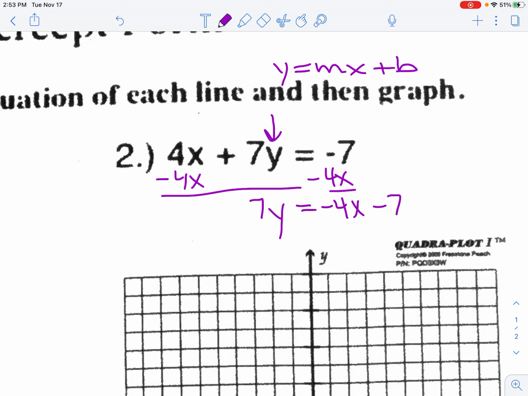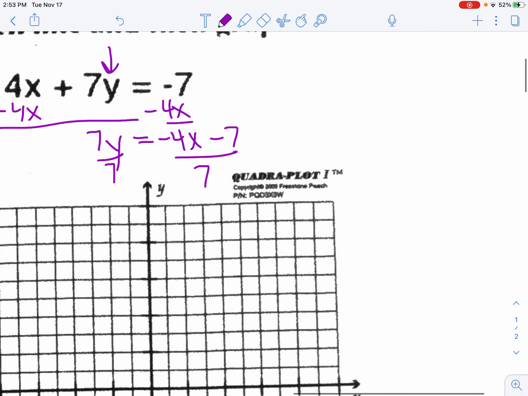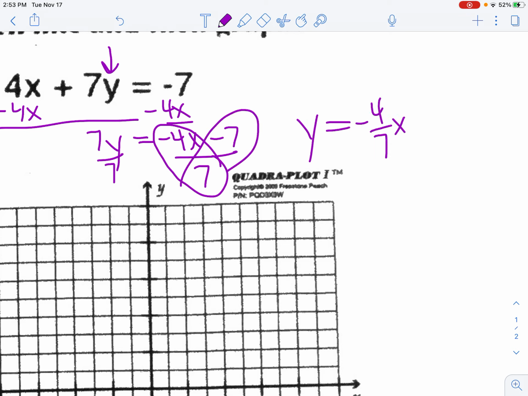And then the second step, again, was to get rid of the number that's multiplying y, and we're going to do that by dividing. So the opposite of times 7 is divide by 7. Do that here and here. We're going to end up with an equation of y equals, now the 7 goes into both of these, negative 4/7 x, and then negative 7 divided by positive 7 is minus 1, or negative 1. So there's our equation that has been changed into slope-intercept form, into y equals mx plus b.